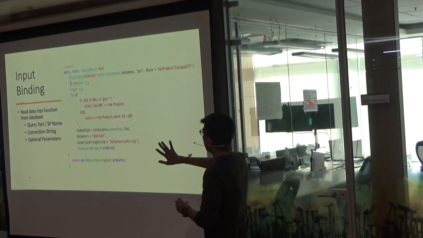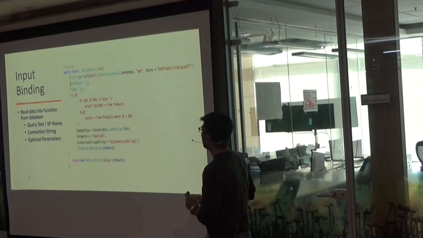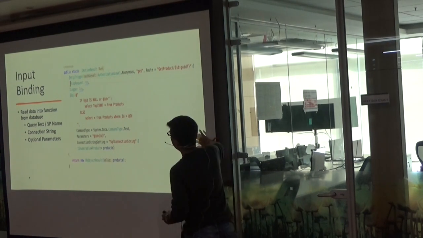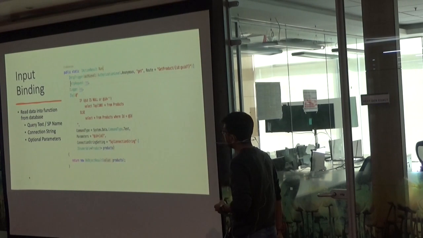And there's a connection string. Of course, a connection string is always needed, so we will also see how we can abstract the connection string appearing directly from your function here. So this is about input binding.